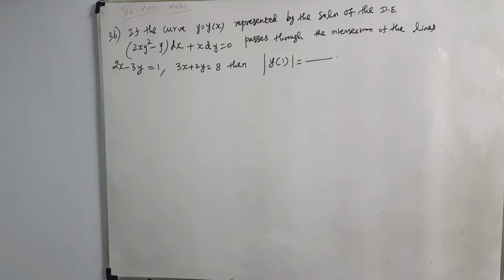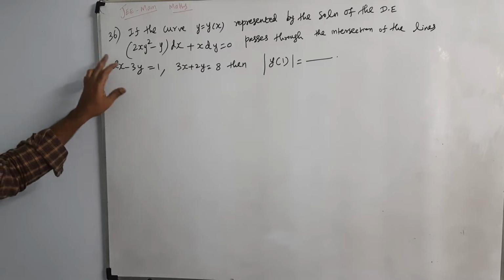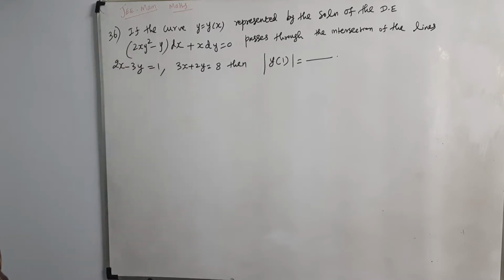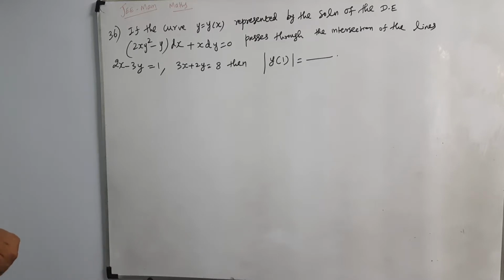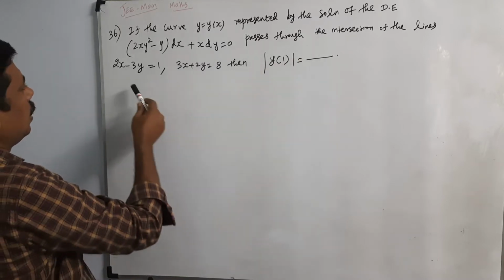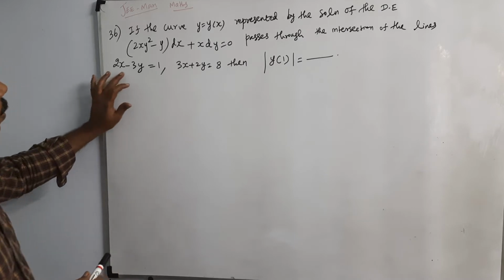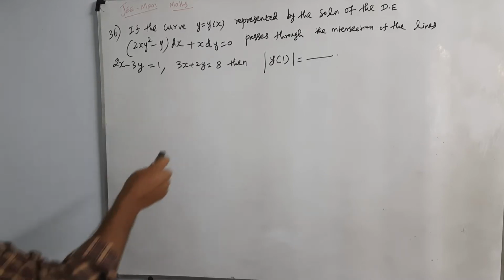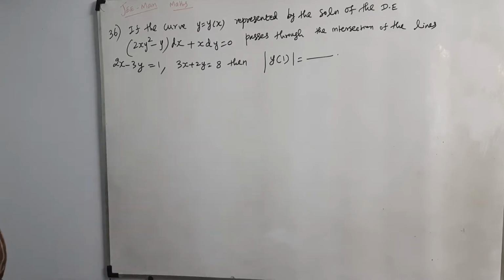Good morning, students. This is question number 36, JEE Main Maths. See the question. If the curve y equal to y of x, represented by the solution of the differential equation (2xy square minus y) dx plus x dy equal to 0, passes through the intersection of the lines 2x minus 3y equal to 1 and 3x plus 2y equal to 8, then find y of 1.